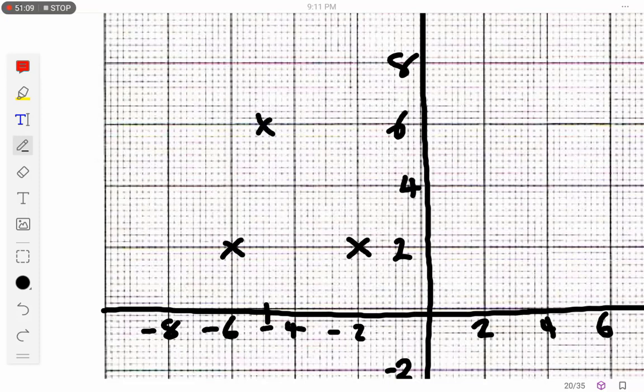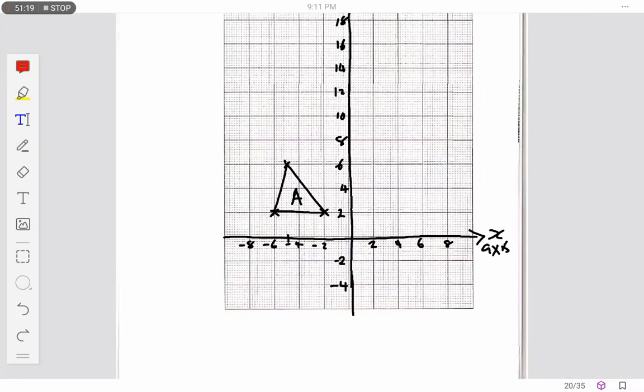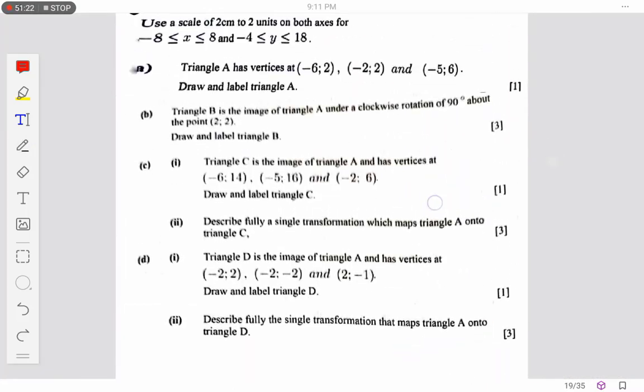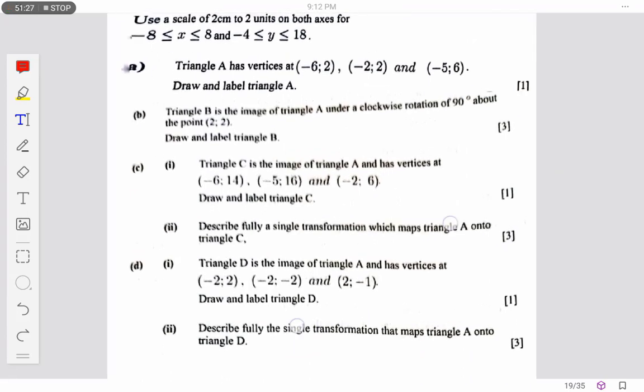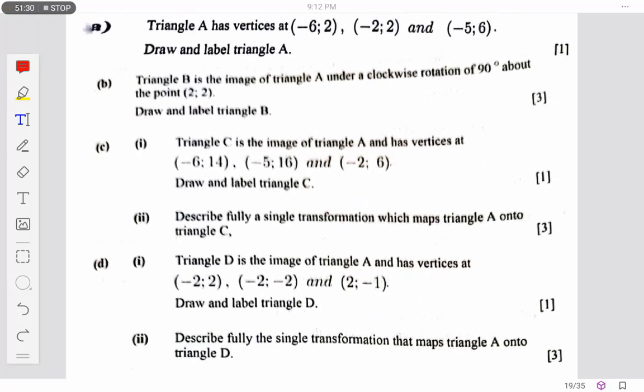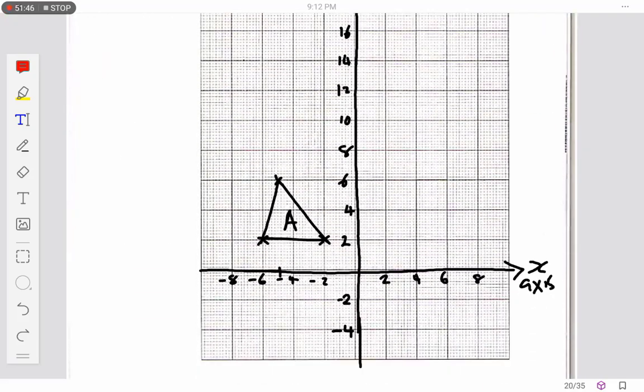So now our triangle will look like this. Please don't mind me, I'm just showing you, and we label it A. Fine, we are done. We get ourselves 1 mark. Then part B is saying triangle B is the image of triangle A under a clockwise rotation of 90 degrees about the point (0, 2). Then draw and label triangle B. Let's do that.